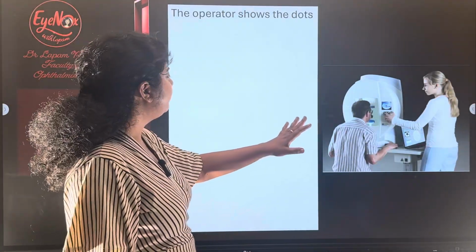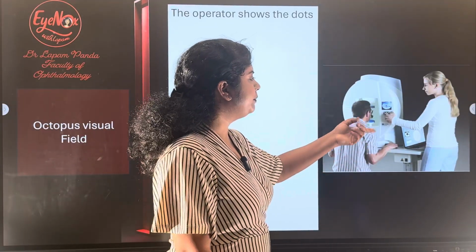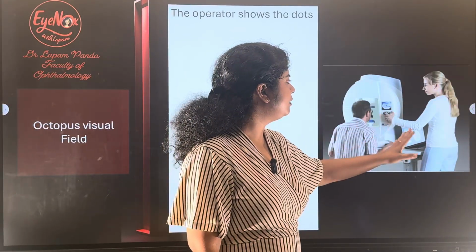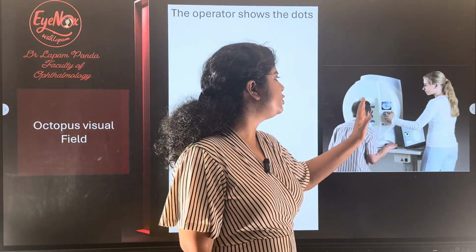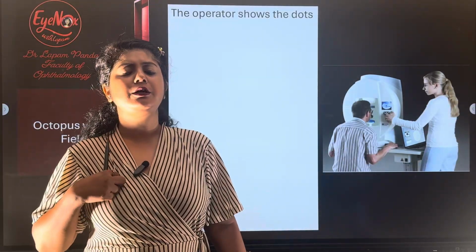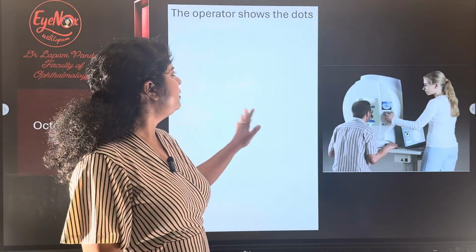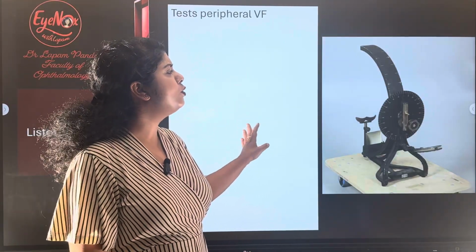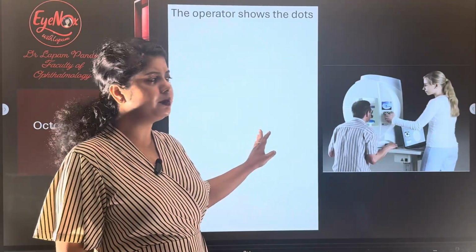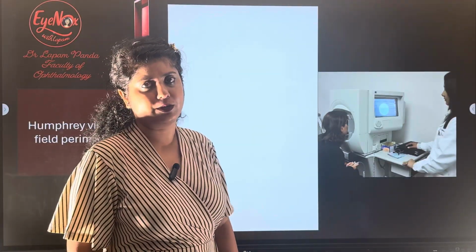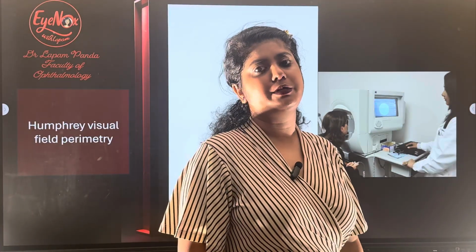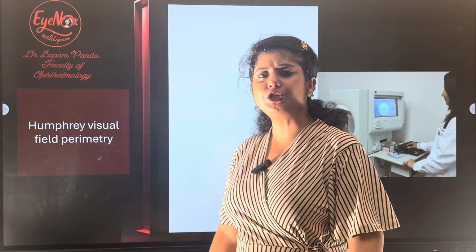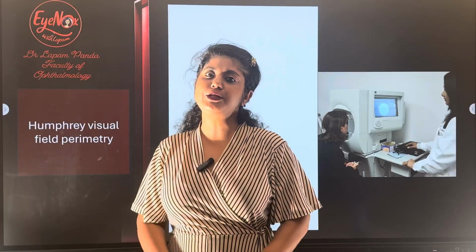And this is how the Octopus works. In Humphrey the machine shows the dots, but in Octopus the operator constantly shows the dots and asks the patient to say where the patient is seeing the dots. But most of these, like the Jerem tangent screen, Lister's, and Goldmann, are not used these days. We use confrontation, but all the other things are not used nowadays. The most popular perimeter is your Humphrey visual field perimetry, because this is the one which is used in every glaucoma clinic today.